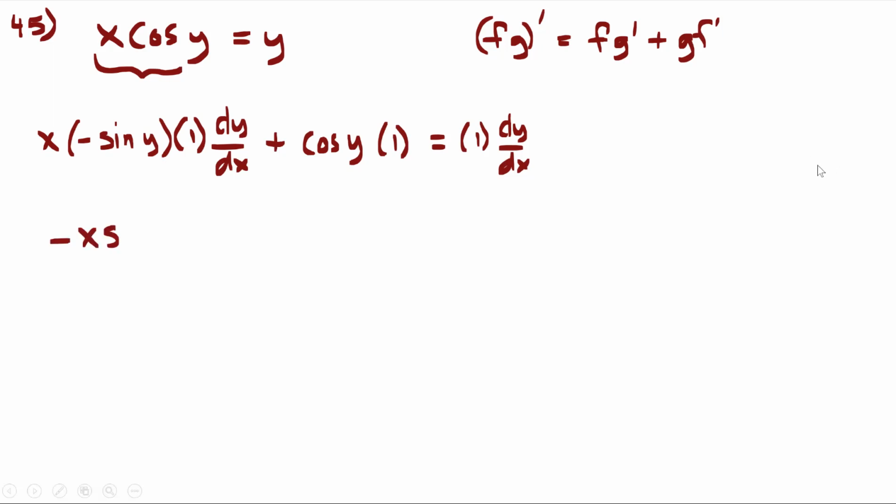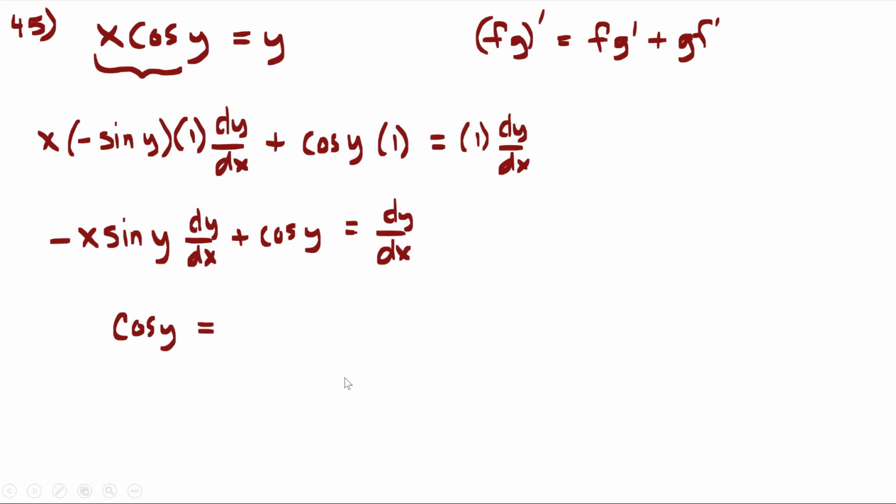So I'm thinking, let's see, the negative goes out over here, x is here, sine of y, dy dx, that's nice. This one's just going to be cosine y, that's fine too. This one's just going to be dy dx. So the only thing I'm going to do is take this guy over here and just swing it over to this side. That'll be the easiest way to solve for dy dx.